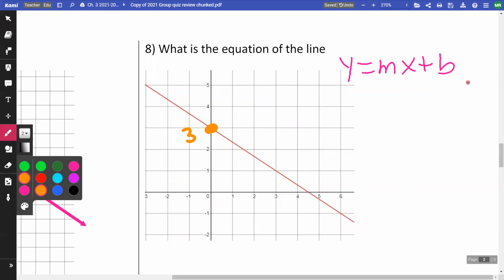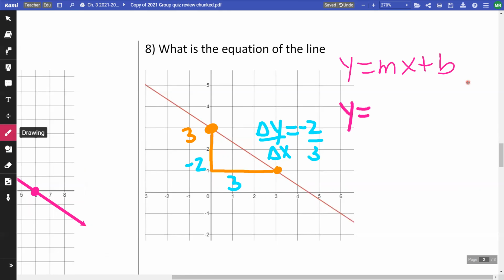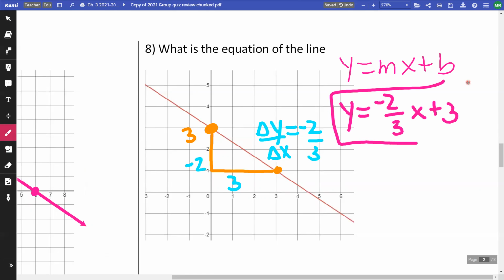How are we moving? Down 2 over 3. So that is down 2 over 3. So change of y over change of x equals negative 2 over 3. It is a decreasing line, so it is going to be negative. So this is going to be y equals negative 2 thirds x plus my y-intercept, which is 3.